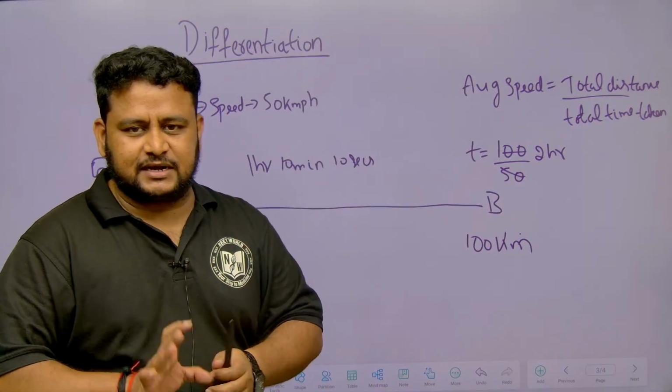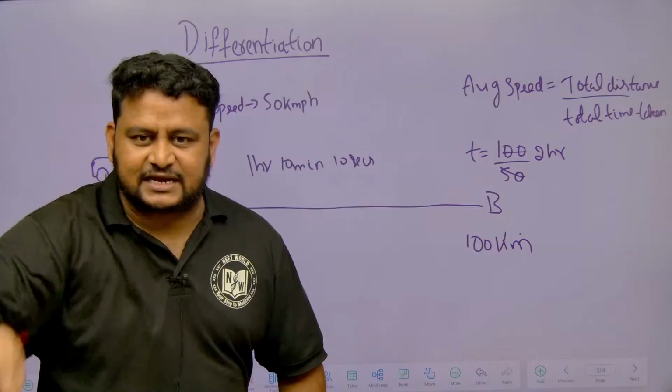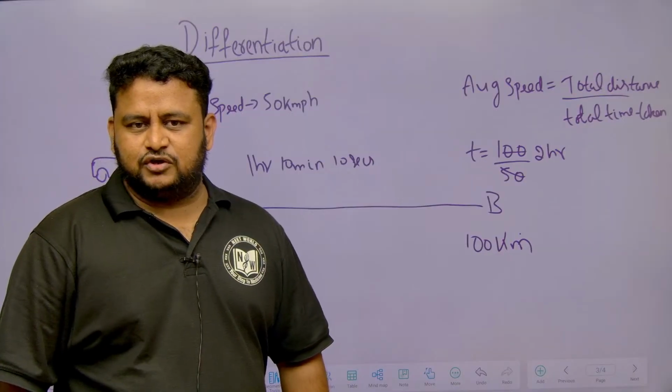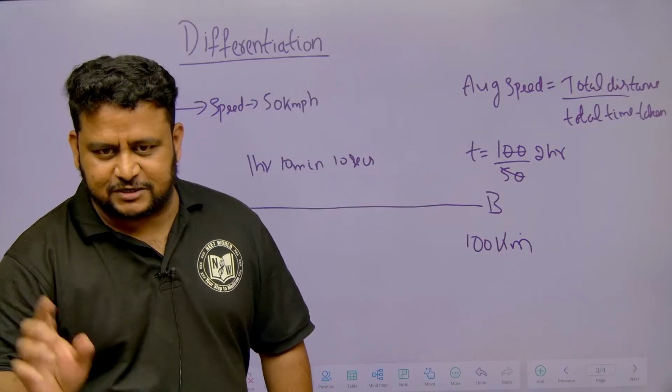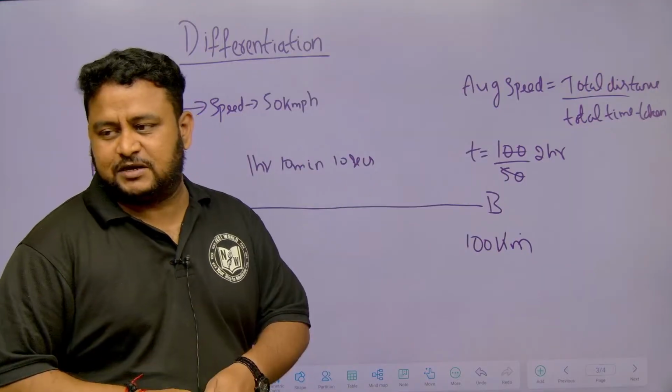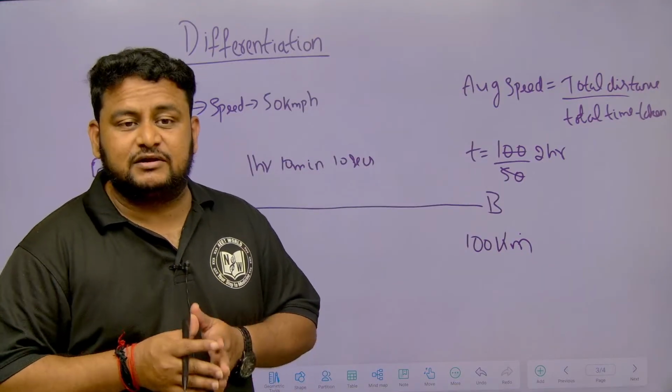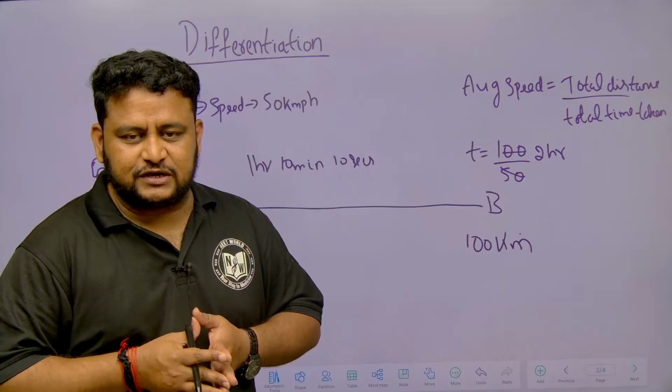Suppose you start from here, Narayanguda. If I want to find the speed exactly at Secunderabad, you may say that you have a speedometer. In our question, there is no speedometer, nothing. At that time, how to find out the instantaneous speed? How to find out the instantaneous speed?